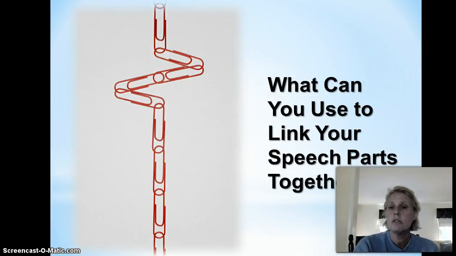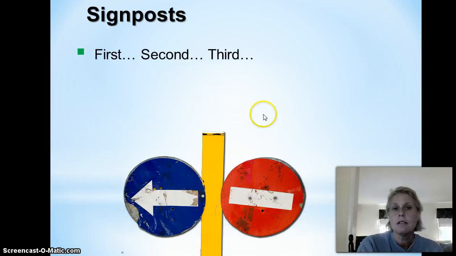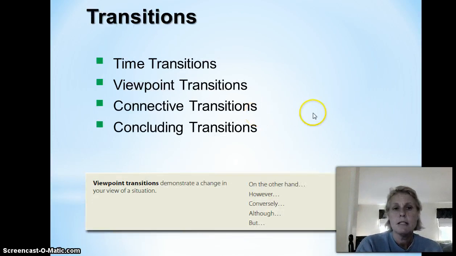Okay, what you can use to link your speech parts together. And these are different types of, let's go back here, transitions. For instance, they have viewpoint transitions, change. These are the most typical type of transitions. However, I want to encourage you to use the review and the preview type of transitions in your speech.